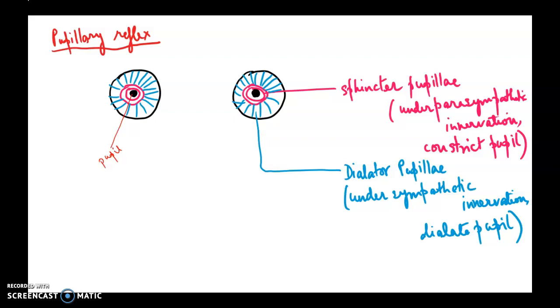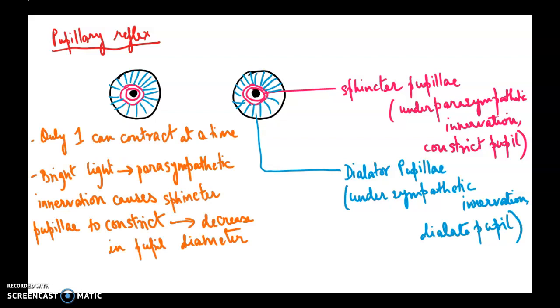Alright, superficial to that, we see some muscles radiating outward, and those are called dilator pupillae muscles. Remember that the dilator pupillae muscles are under sympathetic innervation, and when stimulated by the nervous system, the dilator pupillae muscles dilate your pupil, meaning your pupil enlarges, leading to more light rays entering the eyes. So sphincter pupillae constricts a pupil under parasympathetic innervation, and dilator pupillae dilates the pupil under sympathetic innervation.